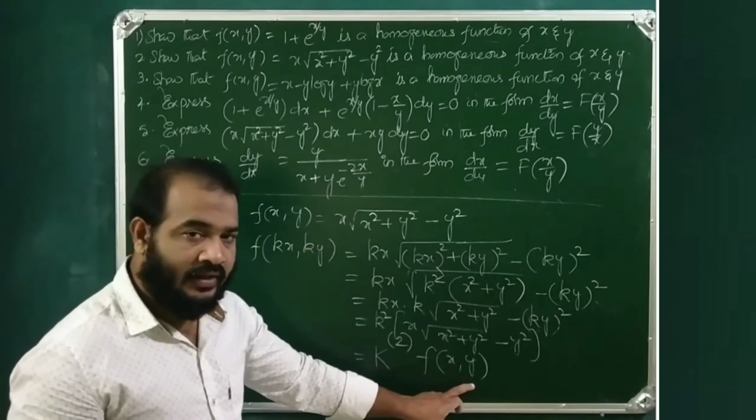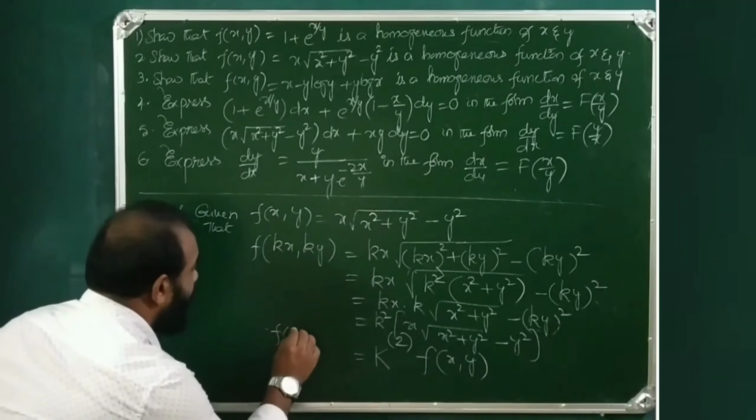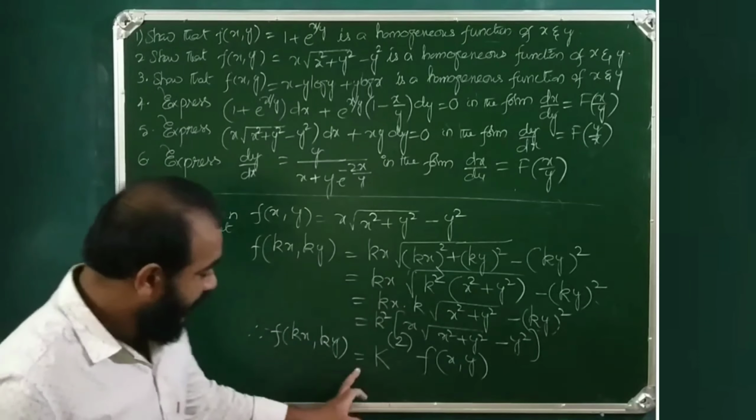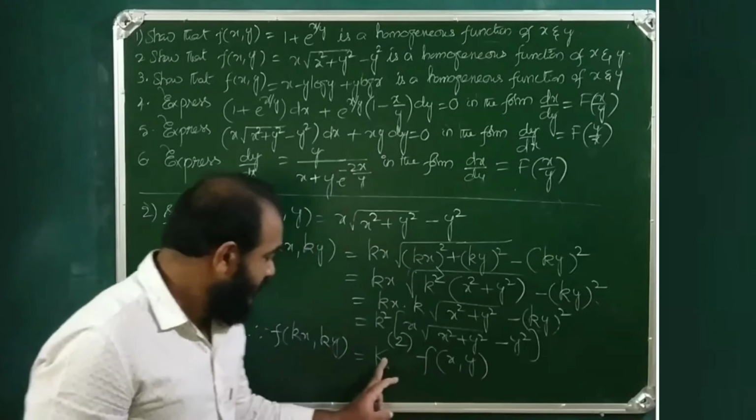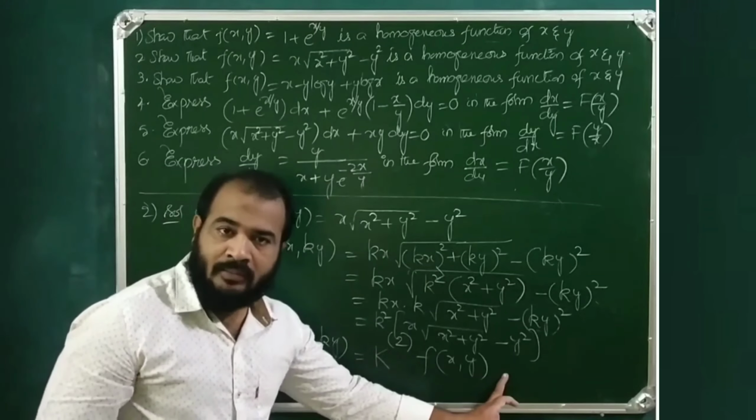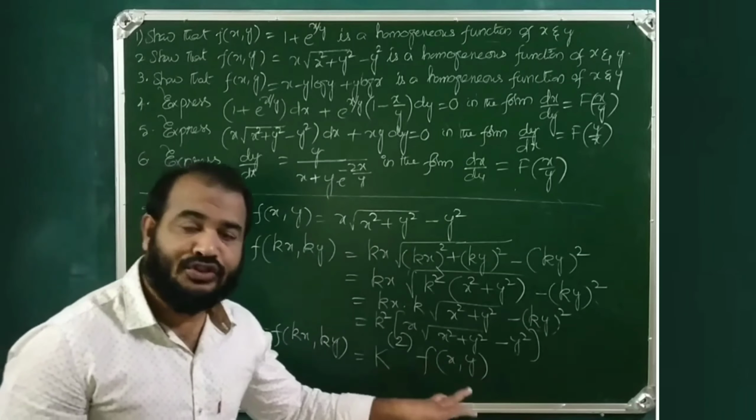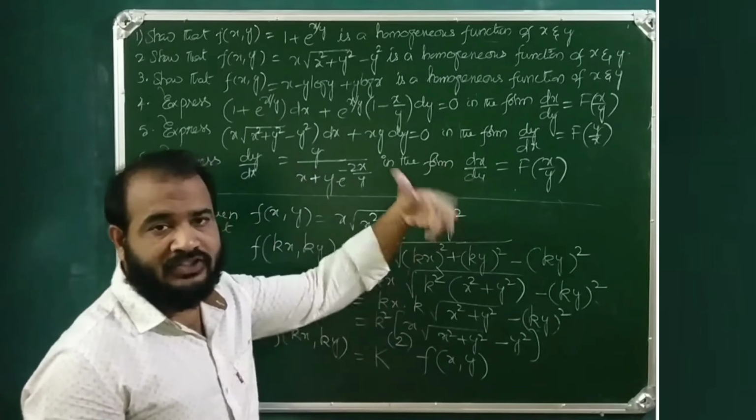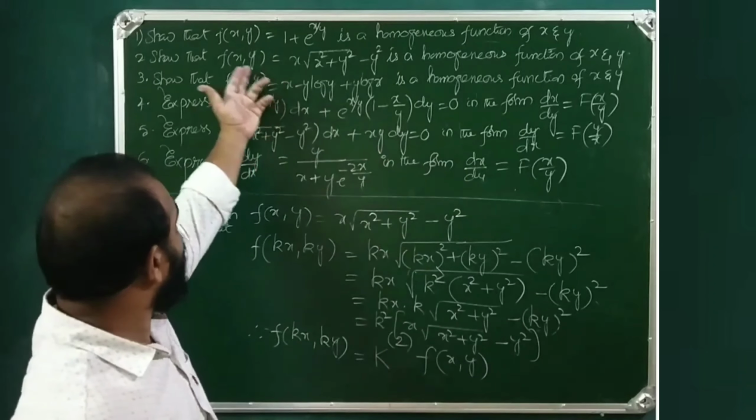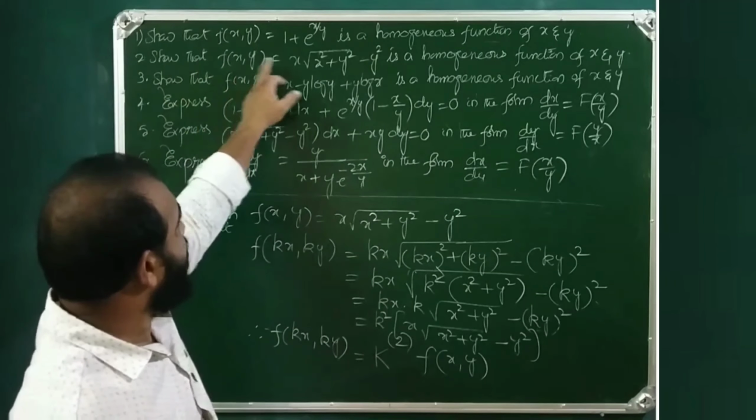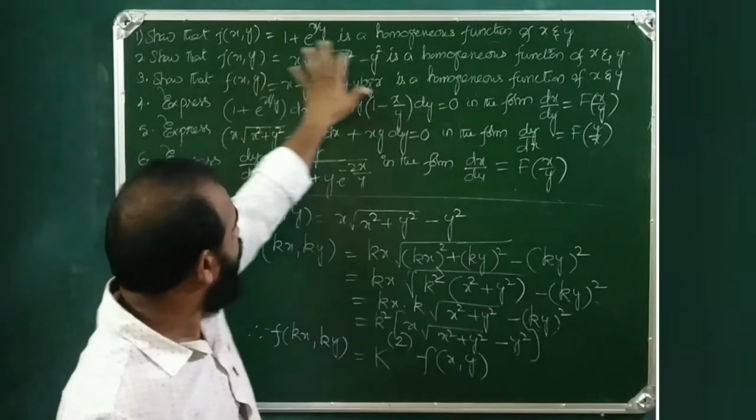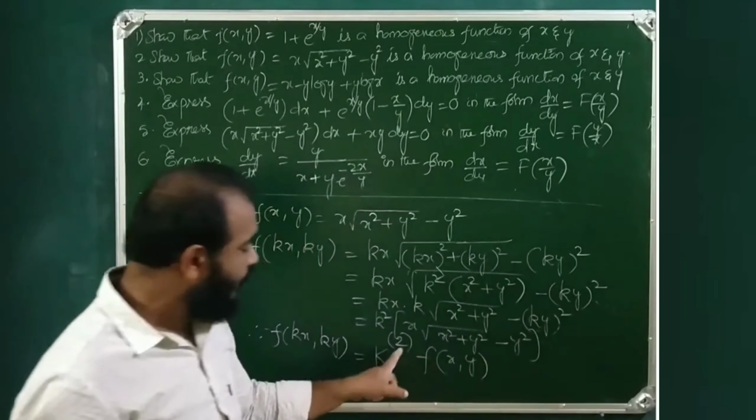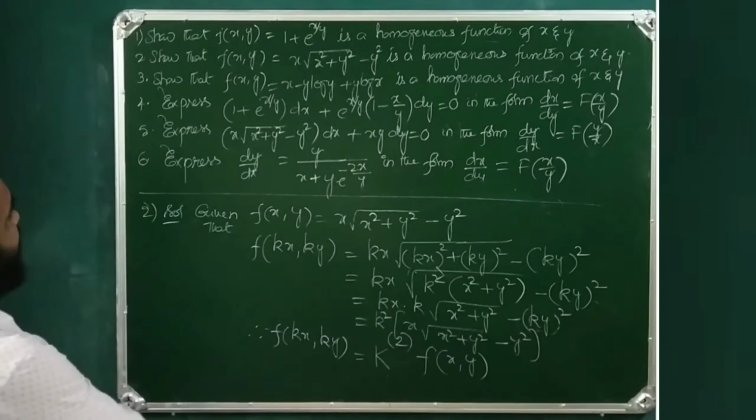Therefore, this is f of xy. Therefore, f of kx, ky is equal to k power 2 into f of xy, so k power alpha into f of xy. Therefore, this is a homogeneous function of degree how much? 2. Since it is not mentioned to express the degree here, first of all, yes, it is a homogeneous function. To be more specific, of degree 2. So this is the second question.